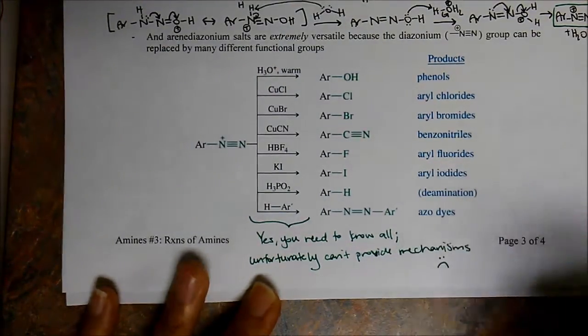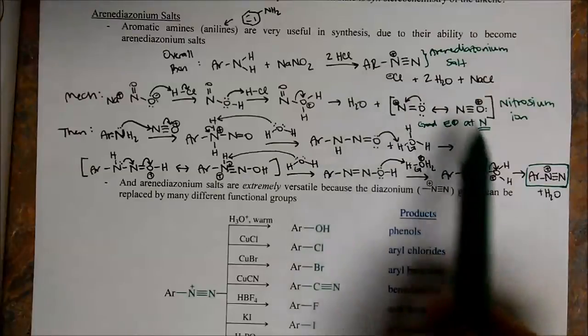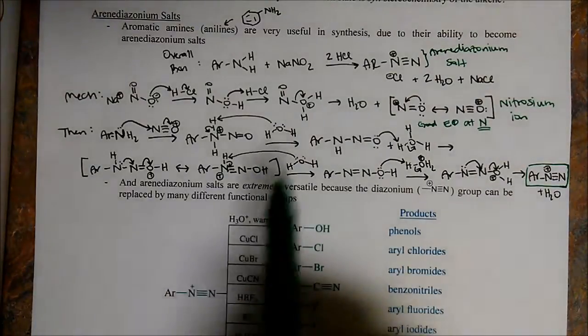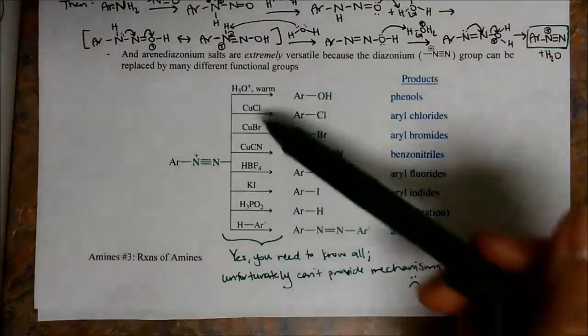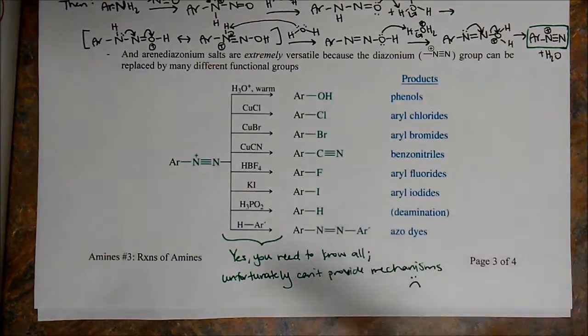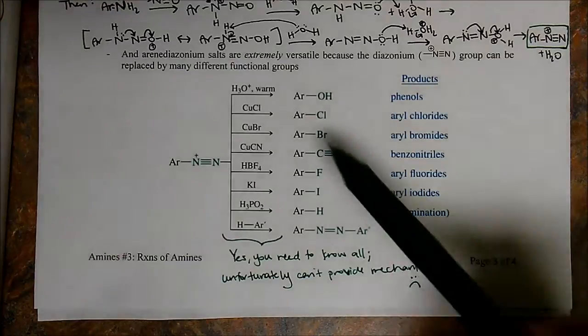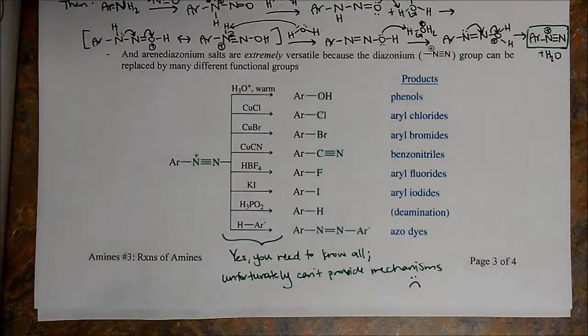So again, you do need to understand how we make the arenediazonium salts, how we get to here. And that's just a bunch of protonations and making oxygens a good leaving group multiple times. But then once we get there, get out your flashcards and start learning these reagents to make all these functionalized aromatics, all these functionalized benzenes. And that's where these are super useful, is making all of these functionalized aromatics.